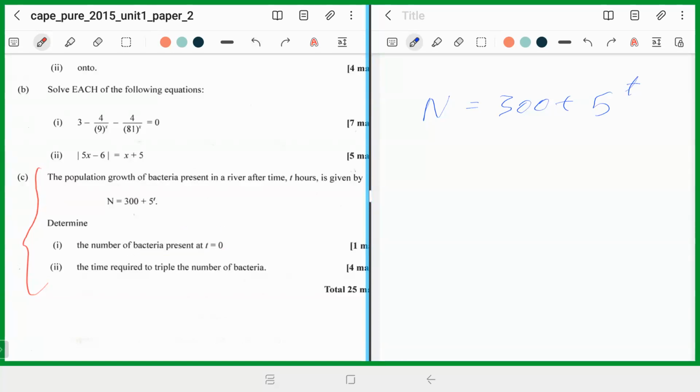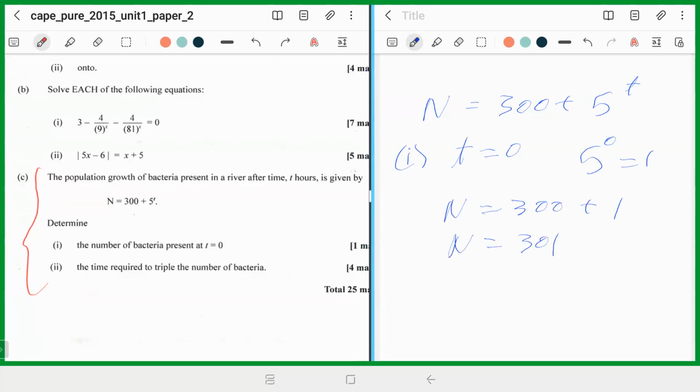How much? 300. I'm going to get 300. Yeah, 300. 301, because 5 to the 0. See there, part 1. When T equals 0, 5 to the 0 equals 1. So the N becomes 300 plus 1 equals 301.